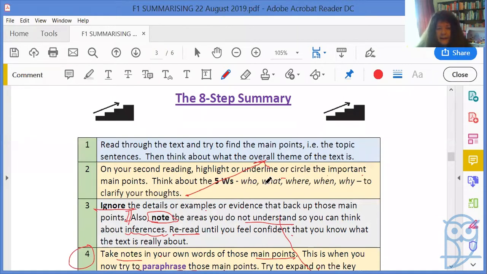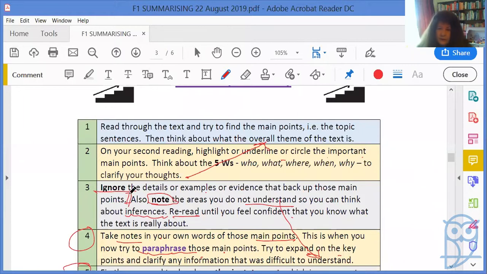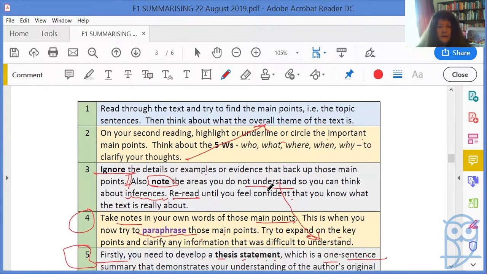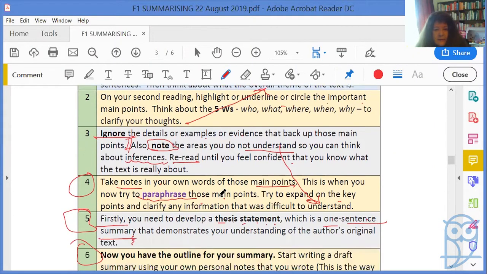Okay, so you read step 1, read through the text to find the main points. Step 2, highlight, underline, circle the important main points. Step 3, ignore details or examples or evidence that back up the main points. They're just going to waste words. If there's any areas you don't understand, put a box around it or something until you feel you're ready to understand it. Then step 4, very important, take notes in your own words of those main points. Okay, you're writing this down, and then you're going to try and paraphrase those main points.